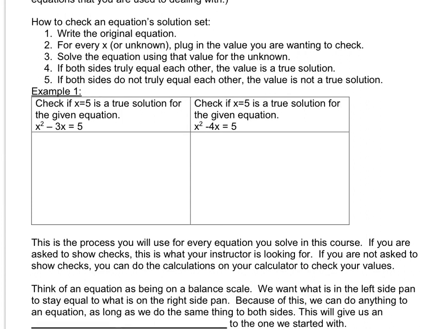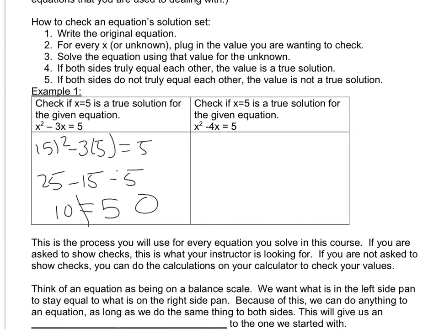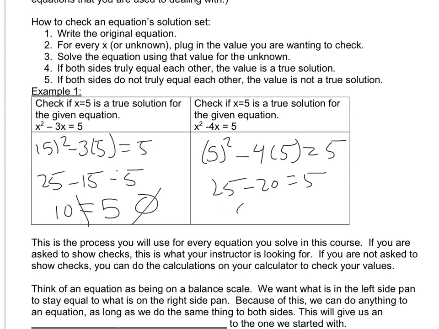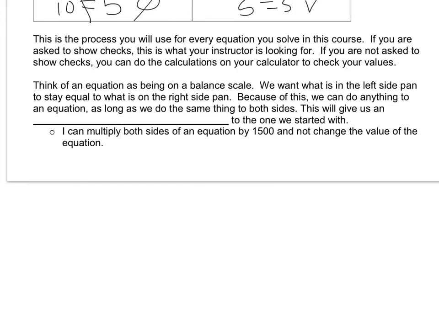So they want us to check to see if this is a solution. That just means plug it in. Is this true? 25 minus 15 equals 5. Is 10 equal to 5? No, so that is not a solution. Here you have 5 squared minus 4 times 5 equals 5. 25 minus 20. Does 5 equal 5? Yes, so it is a solution. Okay? That works for everything, guys.